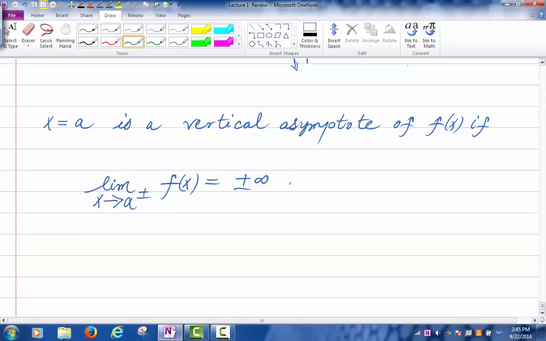So here I'm really saying four different limits, right? As x goes to a from the right, if it is infinity or negative infinity. As x goes to a from the left, if it is infinity or negative infinity. As long as one of them is true, you have a vertical asymptote at a. Is that making sense?